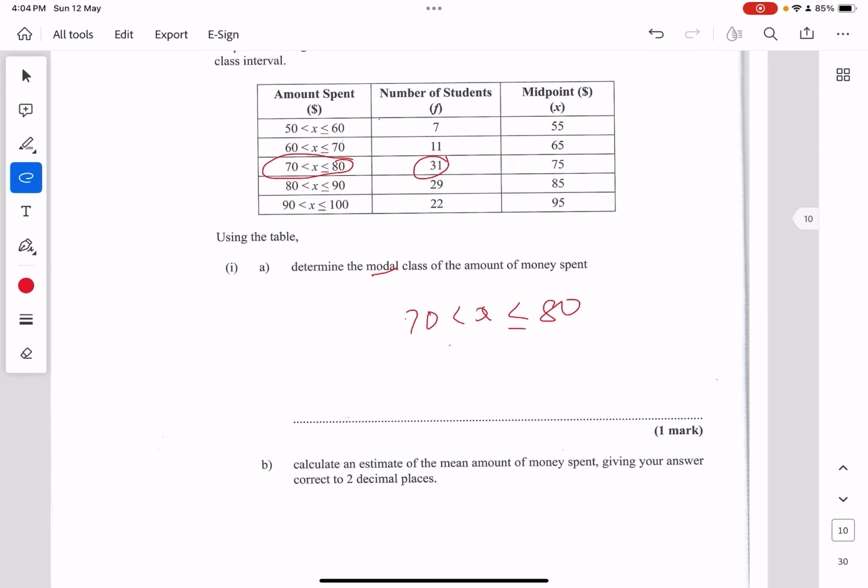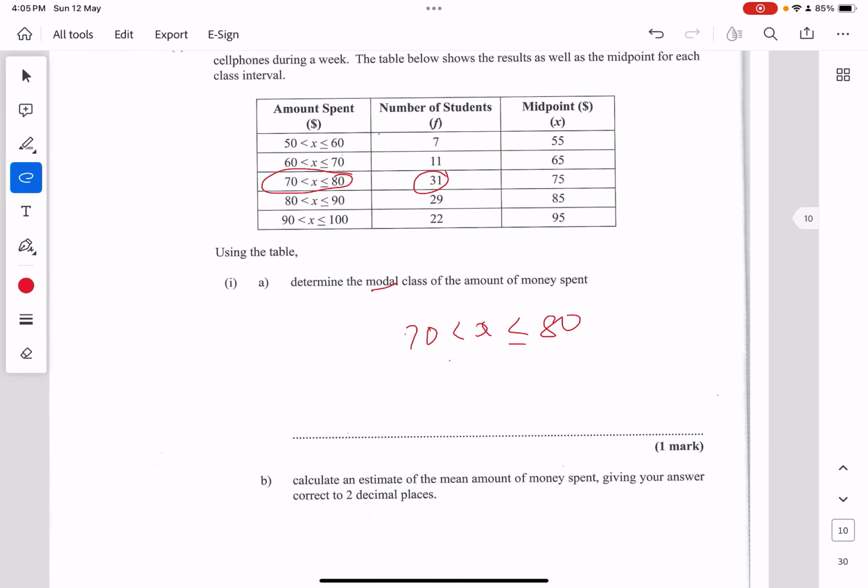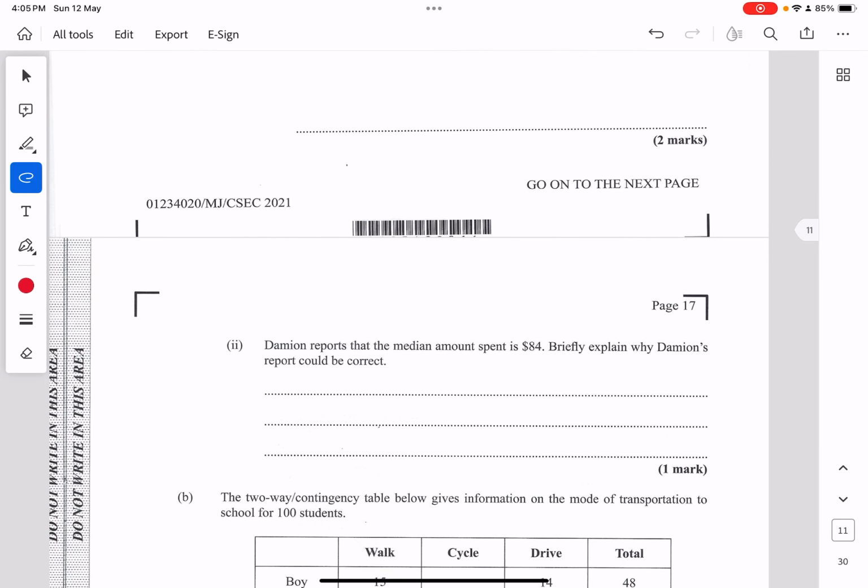Estimate the mean amount of money spent, give your answer correct to 2 decimal places. So you're going to have to find your f times x and then get your sum of fx, and this here is going to give you your sum of f, and you use the formula that we used above to get your mean, where x bar is equal to sum of fx over sum of f. So you can work that out.